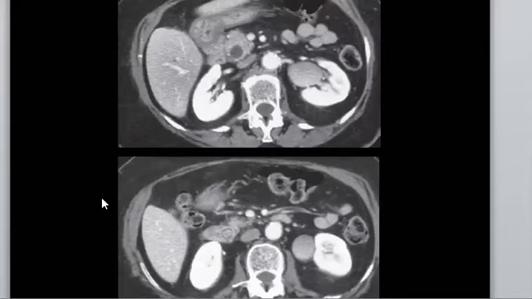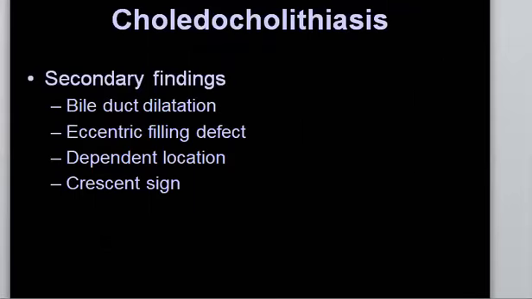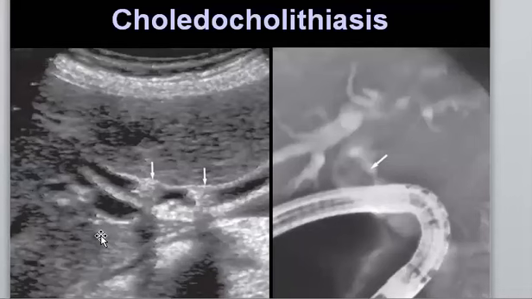Maybe you mentioned it. In two sections it is a bit difficult, but choledocholithiasis is one of the good things. Bile duct dilatation, as we see here, and you can find this filling defect and also the dependent location. And in the MRCP, this sign is called the crescent sign. Perfect. This is what's called choledocholithiasis.